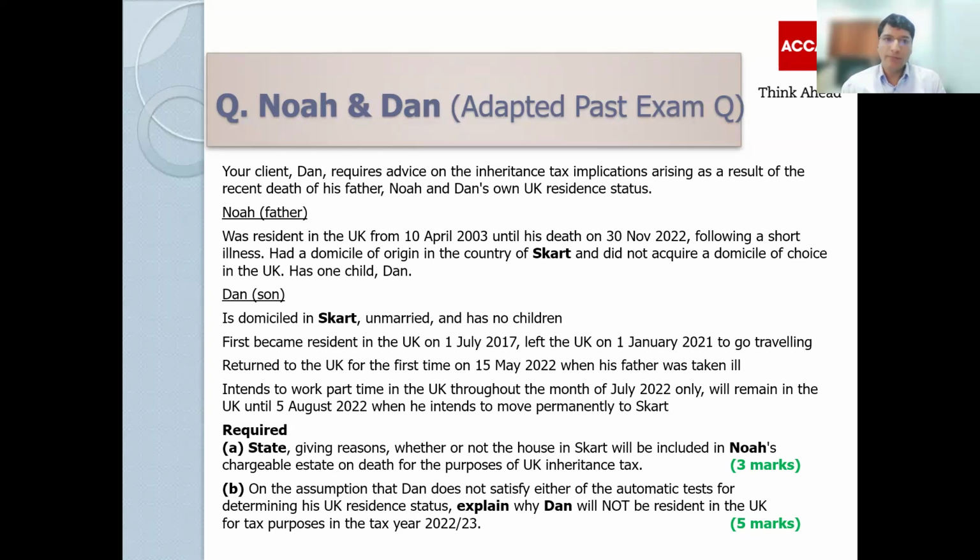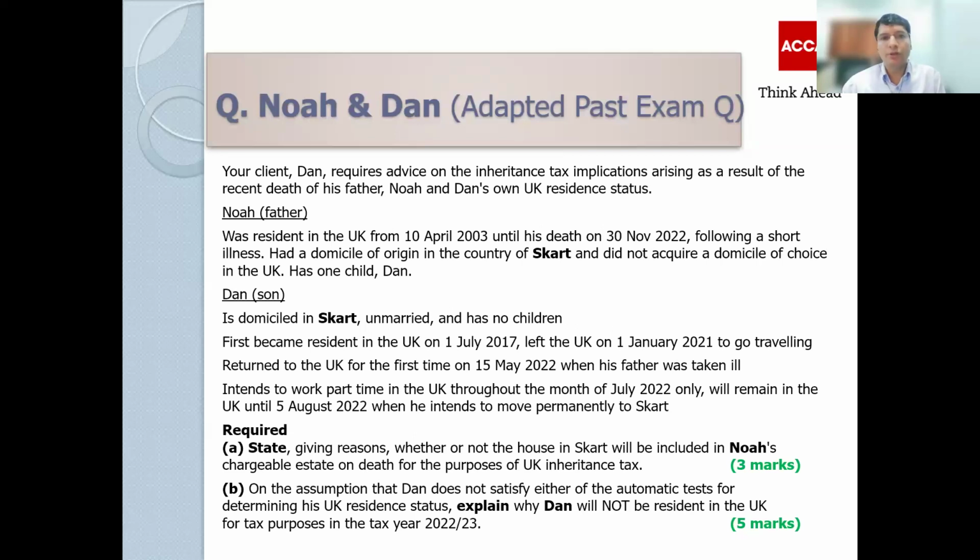If you look at Noah, he came to the UK in 2003 and he passed away on 30 November 2022, and he passed away in the UK. So looking at those dates, you can see he has been residing for more than 15 years in the UK anyway. Therefore, straight away you can tell that Noah was UK deemed domicile.